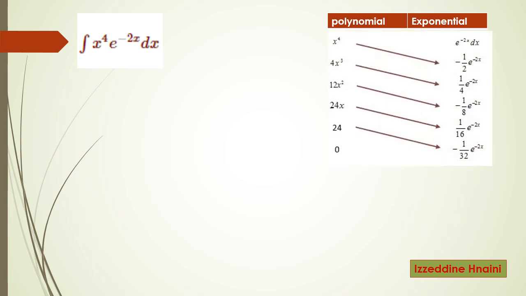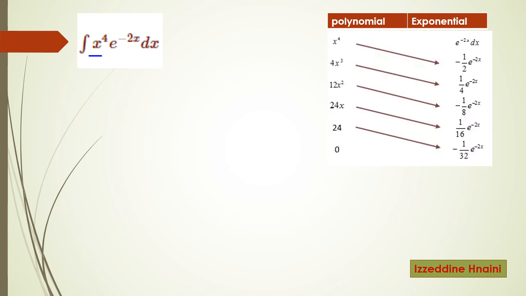Second example, the antiderivative of x power 4 e power minus 2x. Try to pause the video and solve this antiderivative. Now, as we said before, we make a table. On the left, we put the polynomial, which is x power 4, and on the right, we write the exponential, which is e power minus 2x.